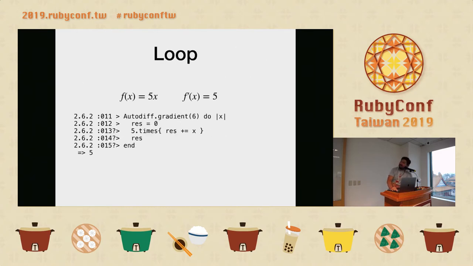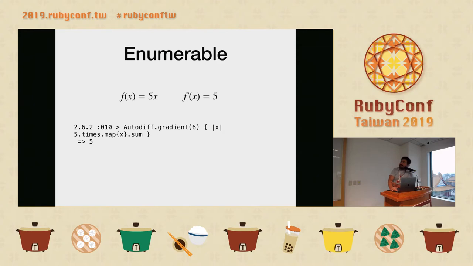And another interesting feature is that you can handle loops. So it doesn't have to be closed form. You can have a result, and 5 times we add the x to the result, and later just pass the result. You can also calculate the correct derivative of it, because it's not symbolic. You just pass the dual number to all the modified versions of the element functions. Another interesting thing is that it also works for enumerables, because why not? So we can do sum, so it can also work for sum.